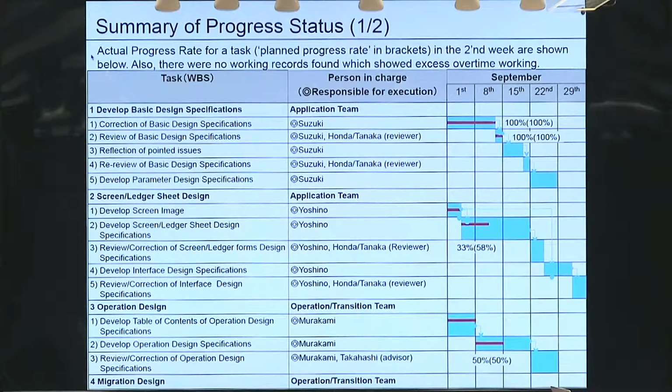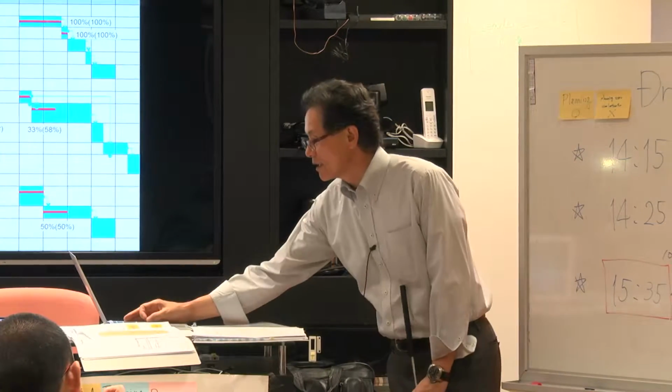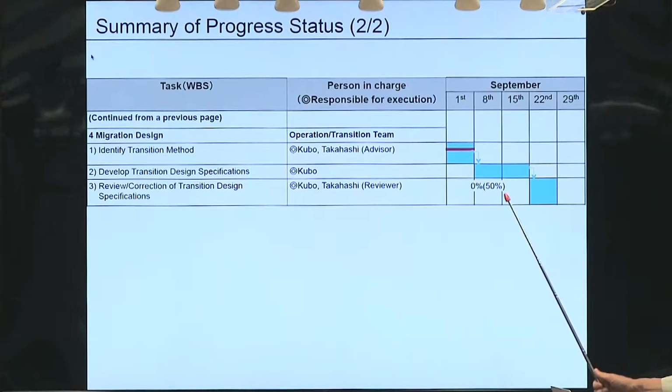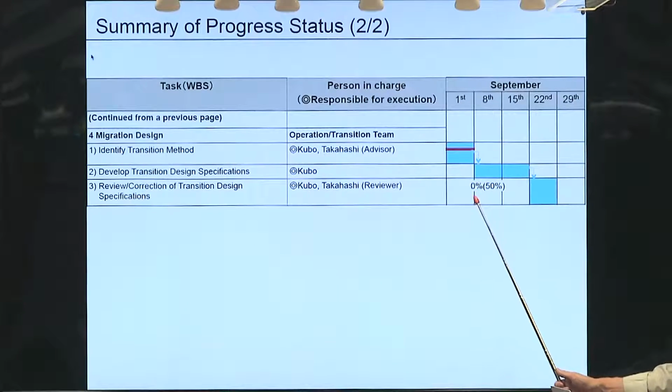So summary about progress. Second week, application team 100%. But here seems some delay. Operation design 50%. But they said some problem is happening in the team. And the migration, our progress is 0 versus 50%.